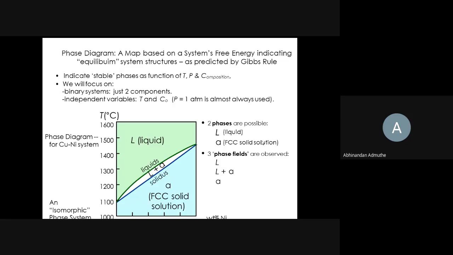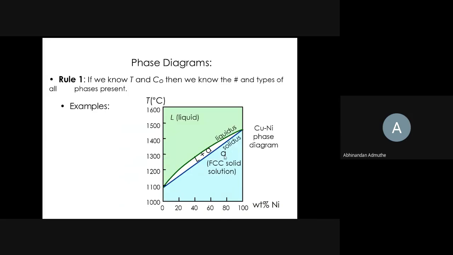A phase diagram is a map based on a system's free energy, indicating equilibrium system structures as predicted by the Gibbs phase rule. As you can see here, this is a copper nickel type system. We will discuss more about the phase diagram in this particular slide.